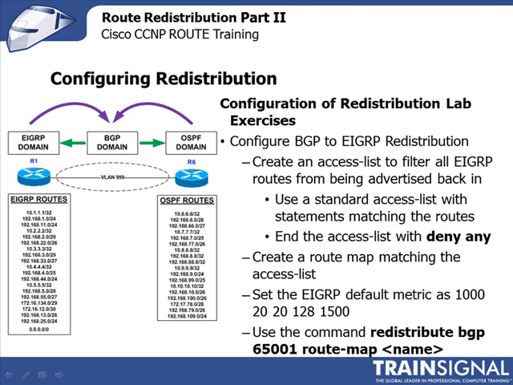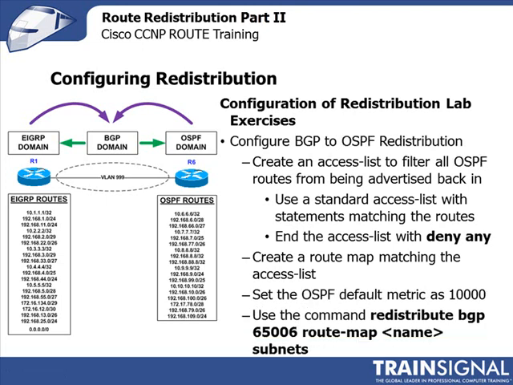We're going to create a route map matching that access list. We're going to set the EIGRP default metric. Again, it's going to be something important, as 1000, 2020, 128, 1500. There's no special significance to that. I just picked the numbers at random. And then we will use the redistribute BGP 65001 route map, with the name that we're using. Almost an identical process with the OSPF section of the lab. We're going to set, however, the default OSPF metric as 10,000.